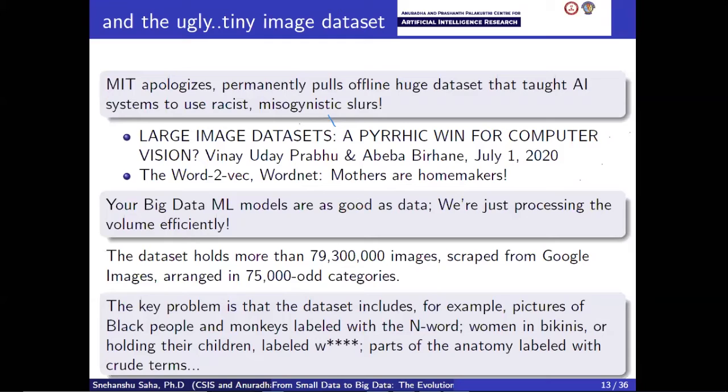Parts of the anatomy were labeled with crude terms. I'm not getting into the ethics of it. From an ethical point of view, it's a nightmare. MIT apologized. They immediately withdrew the data set. So if you go and search in that CSAIL lab, you won't find the Tiny Images data set anymore. But I think that should not be the end of the world. MIT should be made to pay. They have made a huge mistake. The official statement of MIT was that they did not actually look at the training labels. I mean, come on.